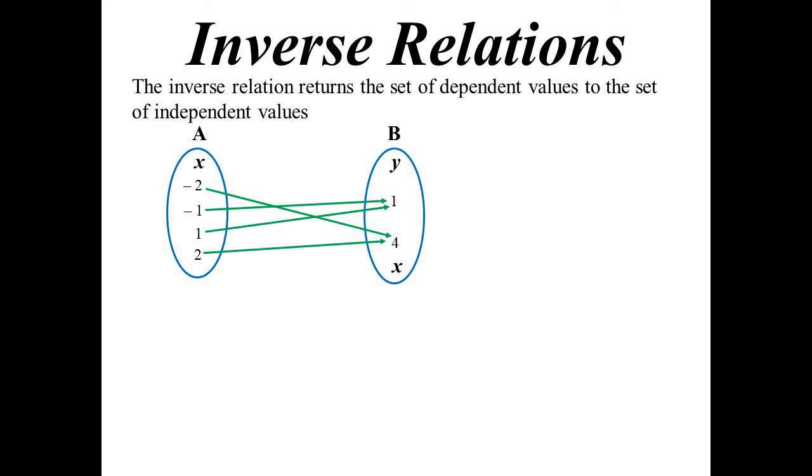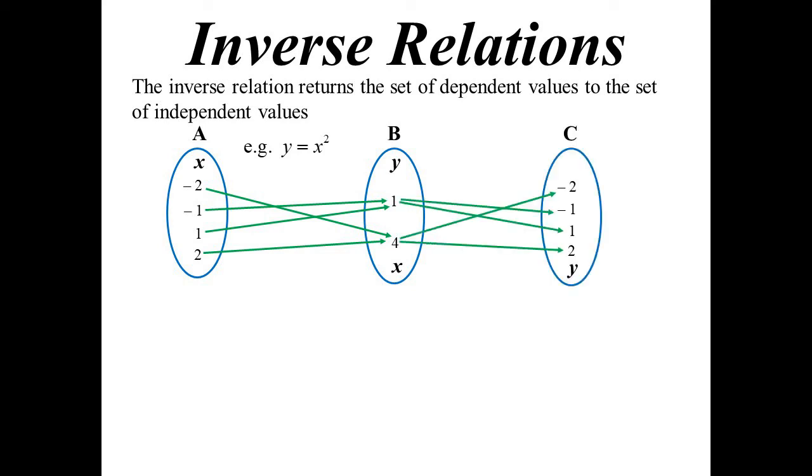So at this stage, minus 2 is going to 4, 2 is going to 4, 1 is going to 1, and minus 1 is going to 1. So y equals x squared could be a rule for that particular one. Now if I want to send it back, so now the 1 goes to both minus 1 and 1, the 4 is going to 2 and minus 2, then that would be y equals plus or minus the square root of x. Or I suppose another way I could say it is y squared equals x would return those numbers back. And that's what we would call the inverse relation.